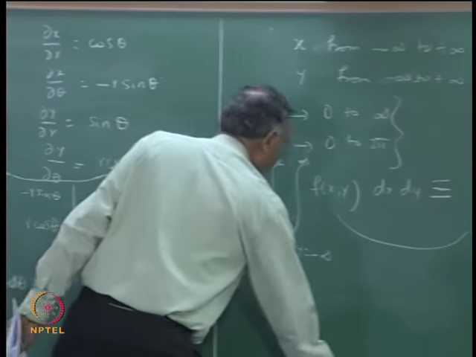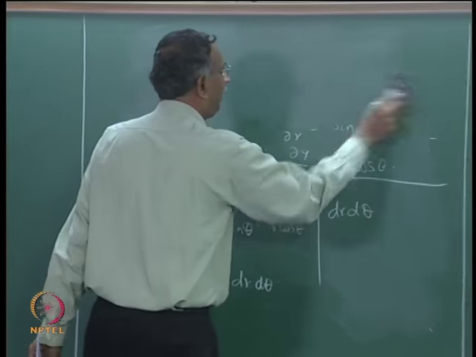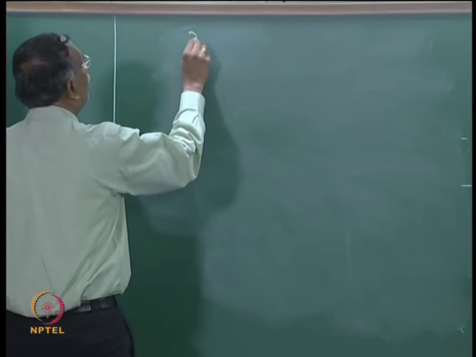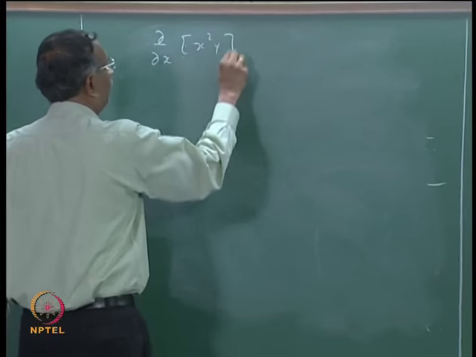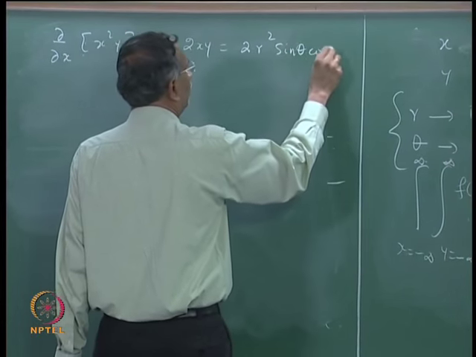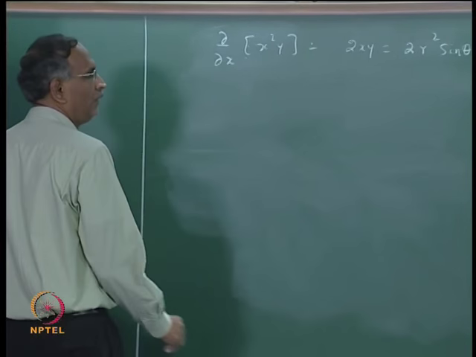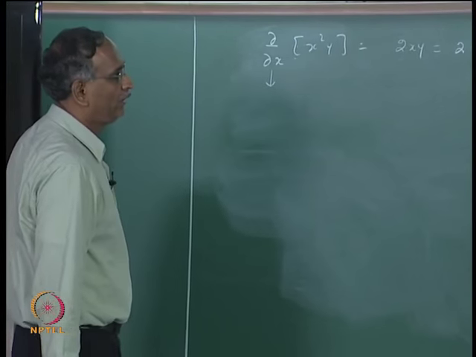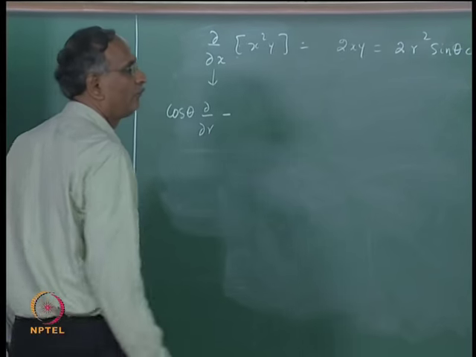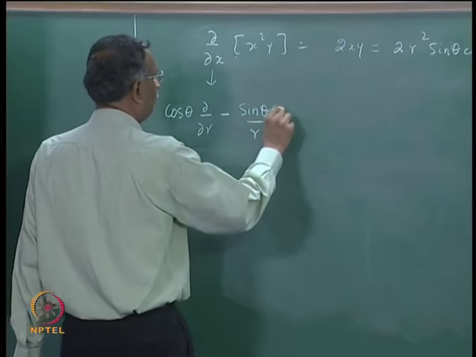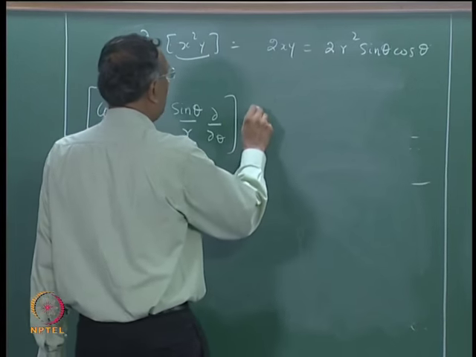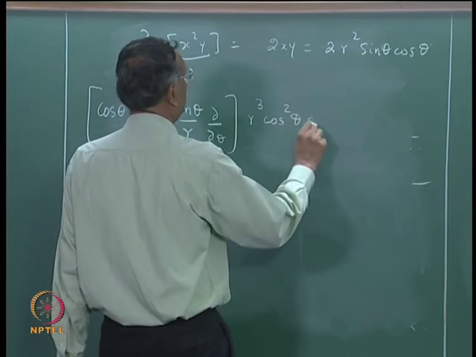Just to complete this, let us carry this exercise out for x squared y, and just do the differentiation. It's trivial, but still, let us do that. Dou by dou x on x squared y is 2xy, which is 2 r squared sin theta cos theta. Okay. Dou by dou x on x squared y is cos theta dou by dou r minus sin theta by r dou by dou theta, acting on the polar form of x squared y, which is r cubed cos squared theta sin theta.